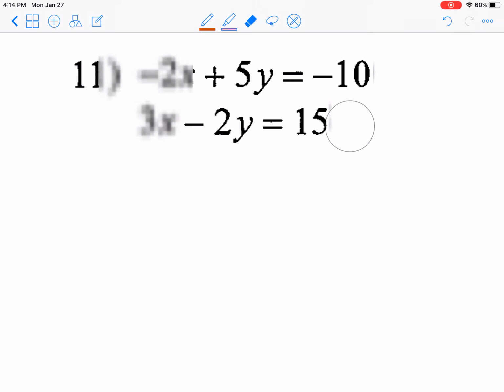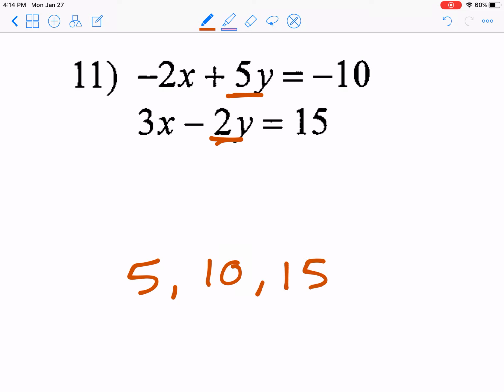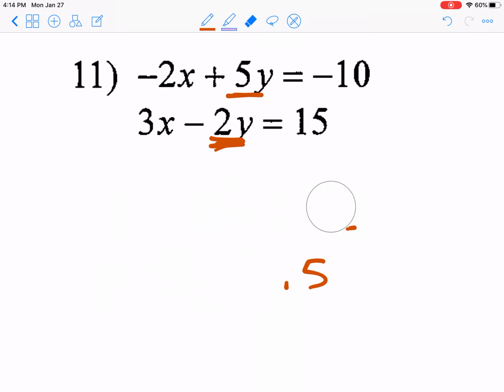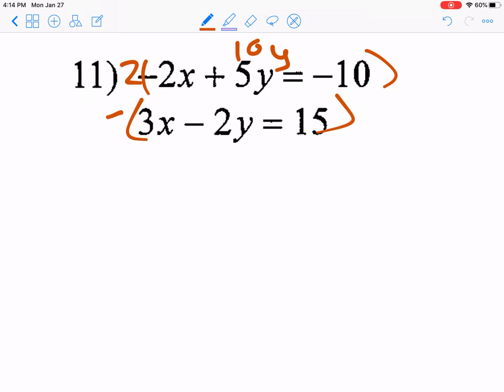There's also, if we're looking at the y's, we could think of the least common multiple. Let's start with the largest number. 5, 10, 15 are some multiples of 5. 10 is also a multiple of 2, so we would want to make both of them equal 10. I could multiply this top equation by 2, and I'd get 10y, and multiply this one by 5, and I'd get negative 10y. So again, we got 2 great choices. It's just a matter of choosing the one that you want.